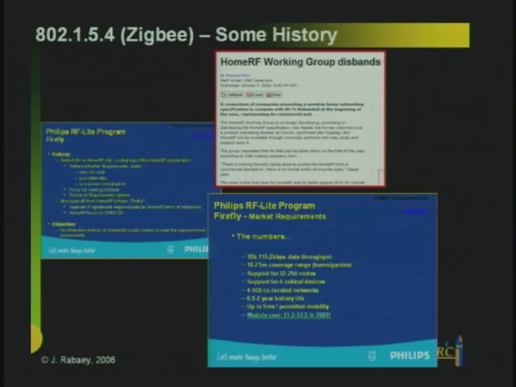They realized there was a need for very cheap, low power, low data rate, short distance radios for things like toys, which was the kind of application they were looking at at that point in time. So what happened is that they took the HomeRF specs and simplified them, narrowed them down, changed the data rates, and called them HomeRF Lite or Firefly. Now, Firefly didn't go very far either.